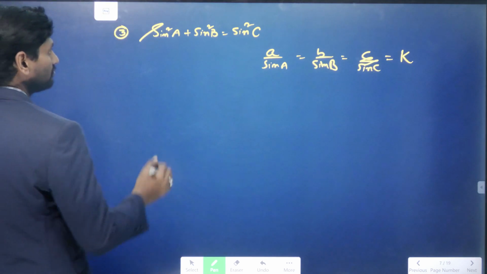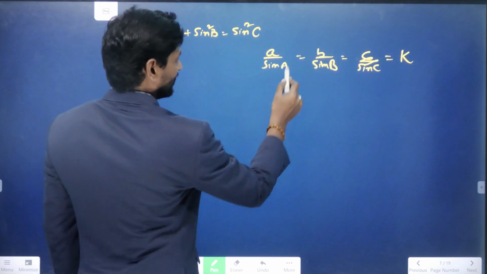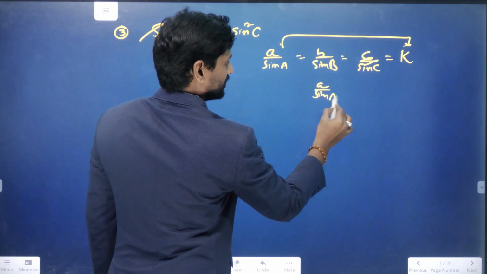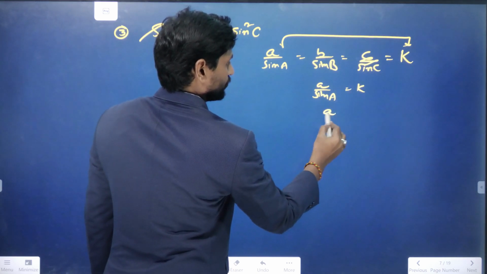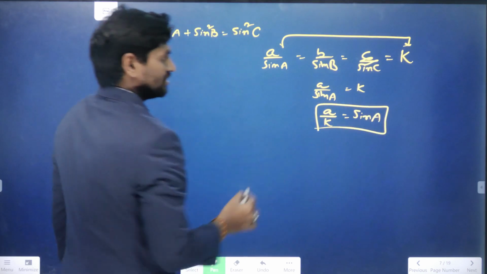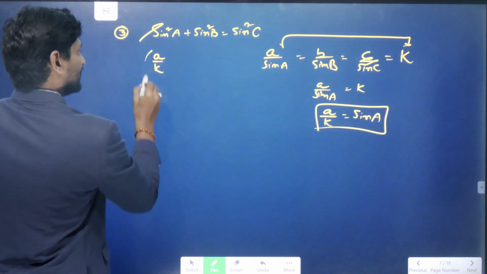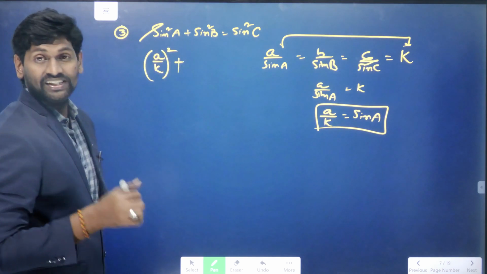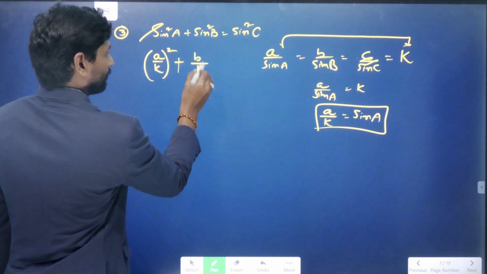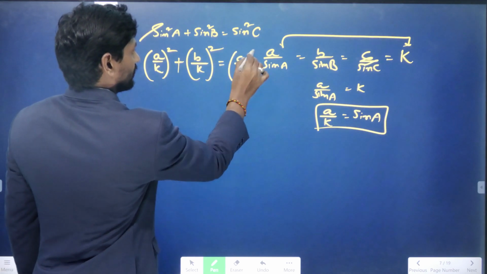In the place of sin a, I can write from these two. a by sin a value is equal to k. Transposing, a by k is equal to sin a. So in the place of sin a, I can write a by k. Sin square means a by k whole square. Similarly, sin b is b by k, and sin c is c by k whole square.